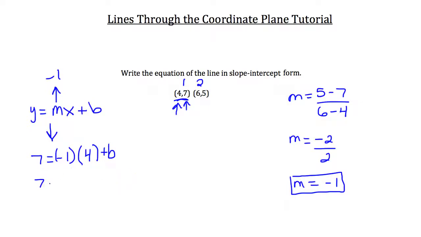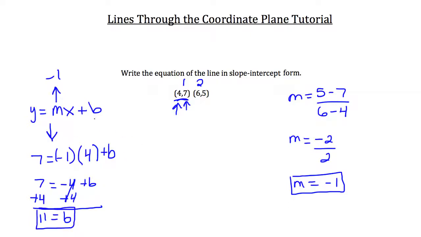So 7 is equal to negative 1 times 4, which is negative 4, plus b. We want to solve for b alone, so I'm going to add 4 to both sides of the equation. 7 plus 4 is 11. The negative 4 and positive 4 on the right-hand side of the equation cancel out, and we're left with b. So in this line, our y-intercept is going to be 11.